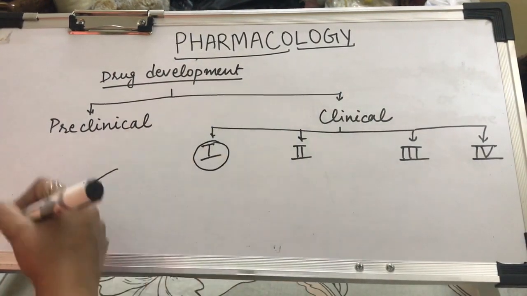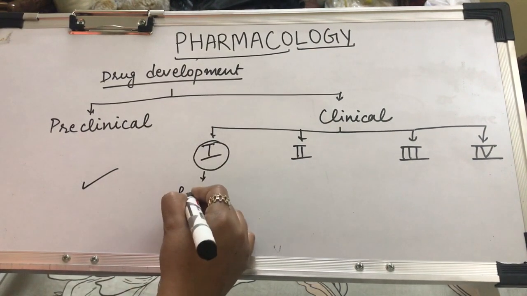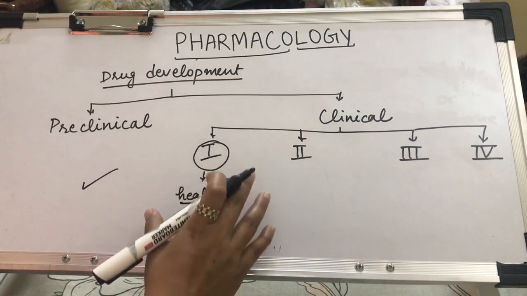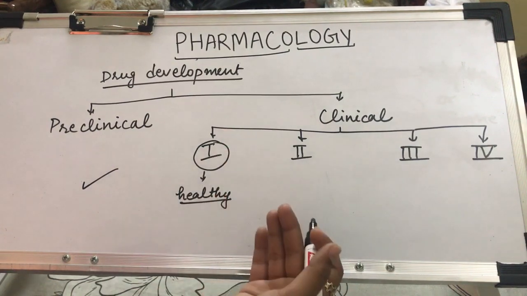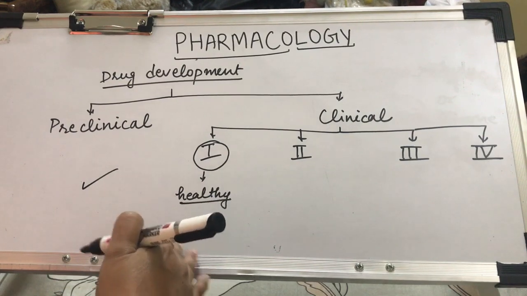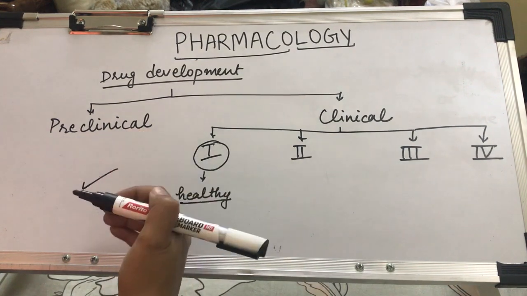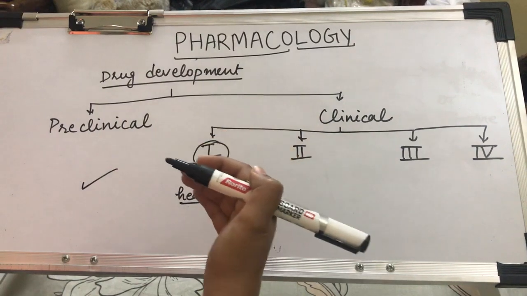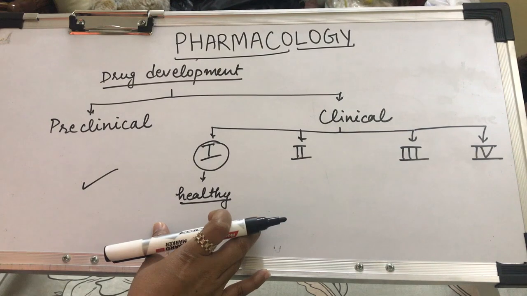In the first phase, healthy subjects, healthy people are selected. And in healthy people, you will check whether the effects you have observed in the animals, you observe the same effects in the healthy people or not. And then you will check the dose response relationship, whether what concentration of your drug is producing how much response. So you do that kind of testing in the first phase.